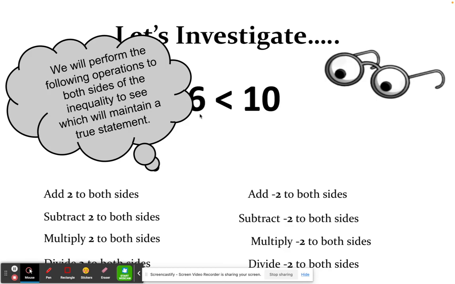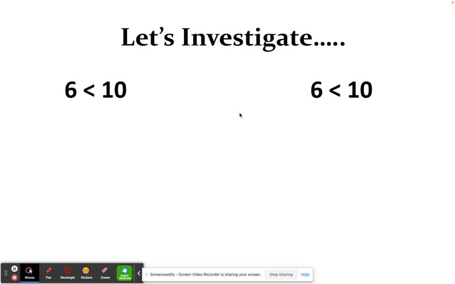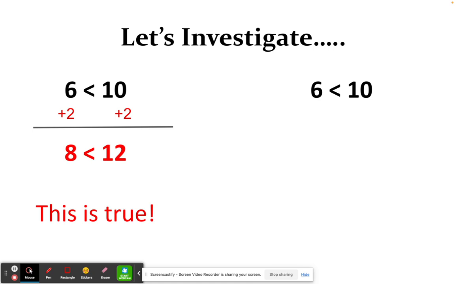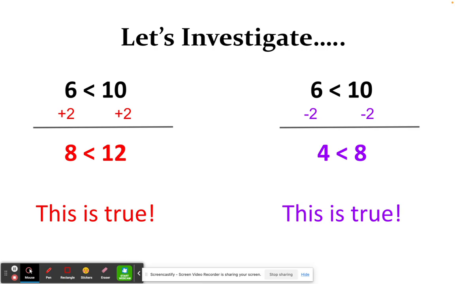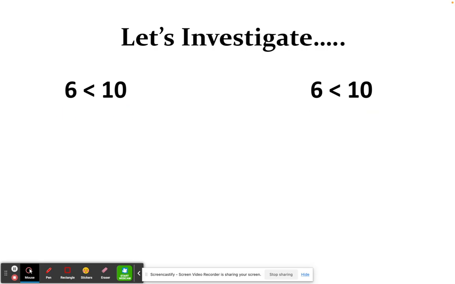Let's try adding 2 to both sides. If I add 2 to both sides, I get 6 plus 2 is 8, and 10 plus 2 is 12. 8 is less than 12. That's true. That worked, right? What about subtracting 2 from both sides? 6 minus 2 is 4. 10 minus 2 is 8. That is also true. So that worked.